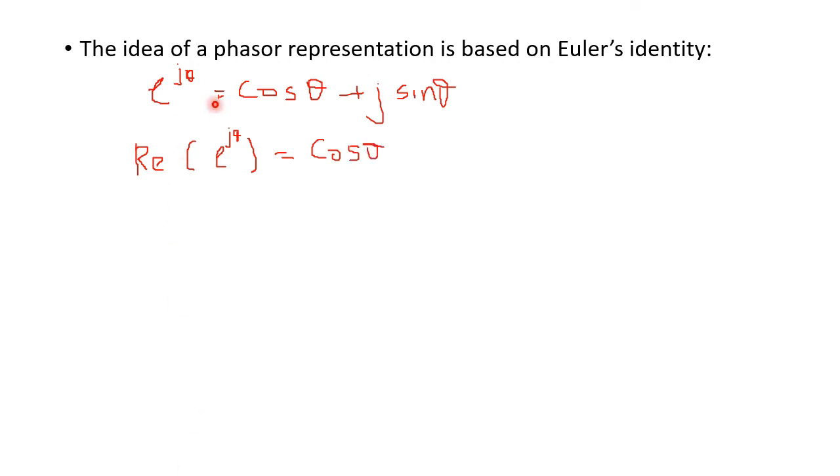As I said earlier, this one is the real part, this one is the imaginary part. Likewise, the imaginary part of e to the power j theta will be equal to sine theta. So let us assume our sinusoidal function v(t) equal to Vm cos(omega t plus theta).